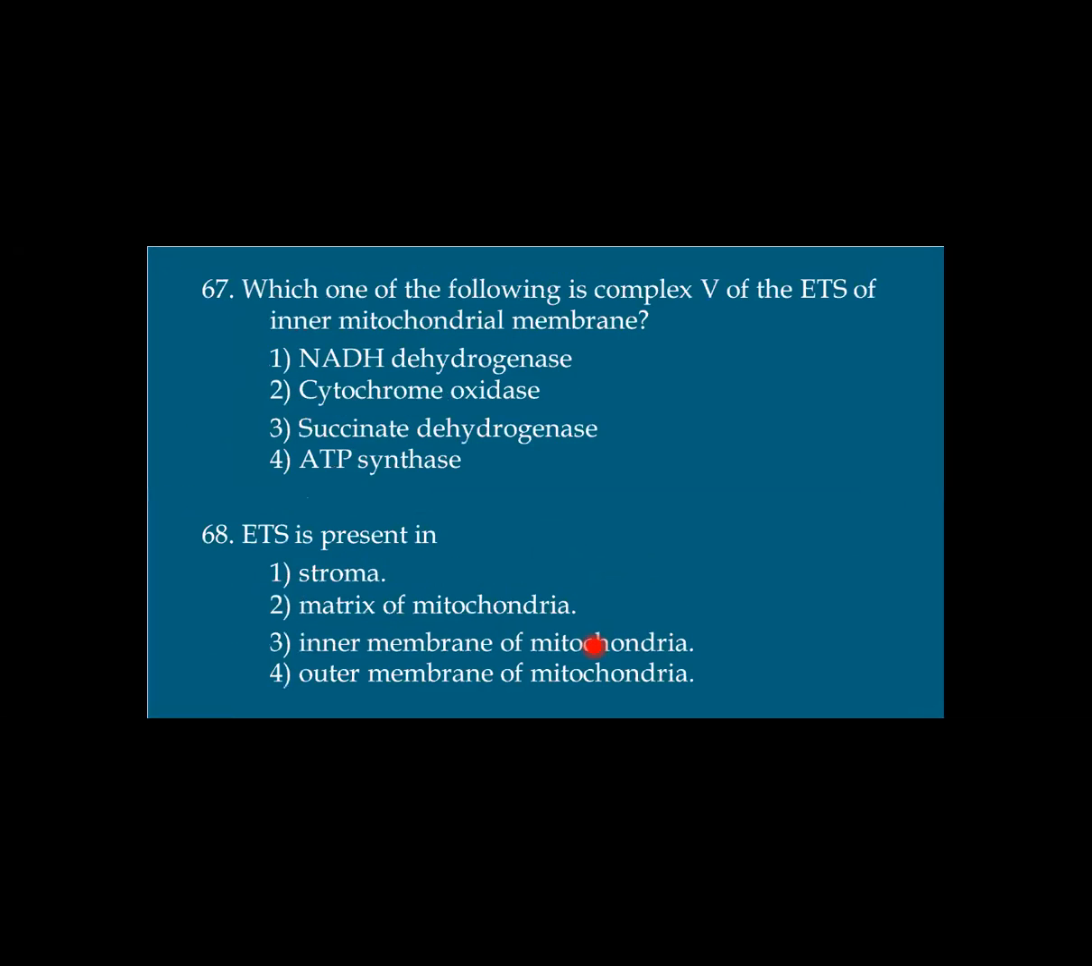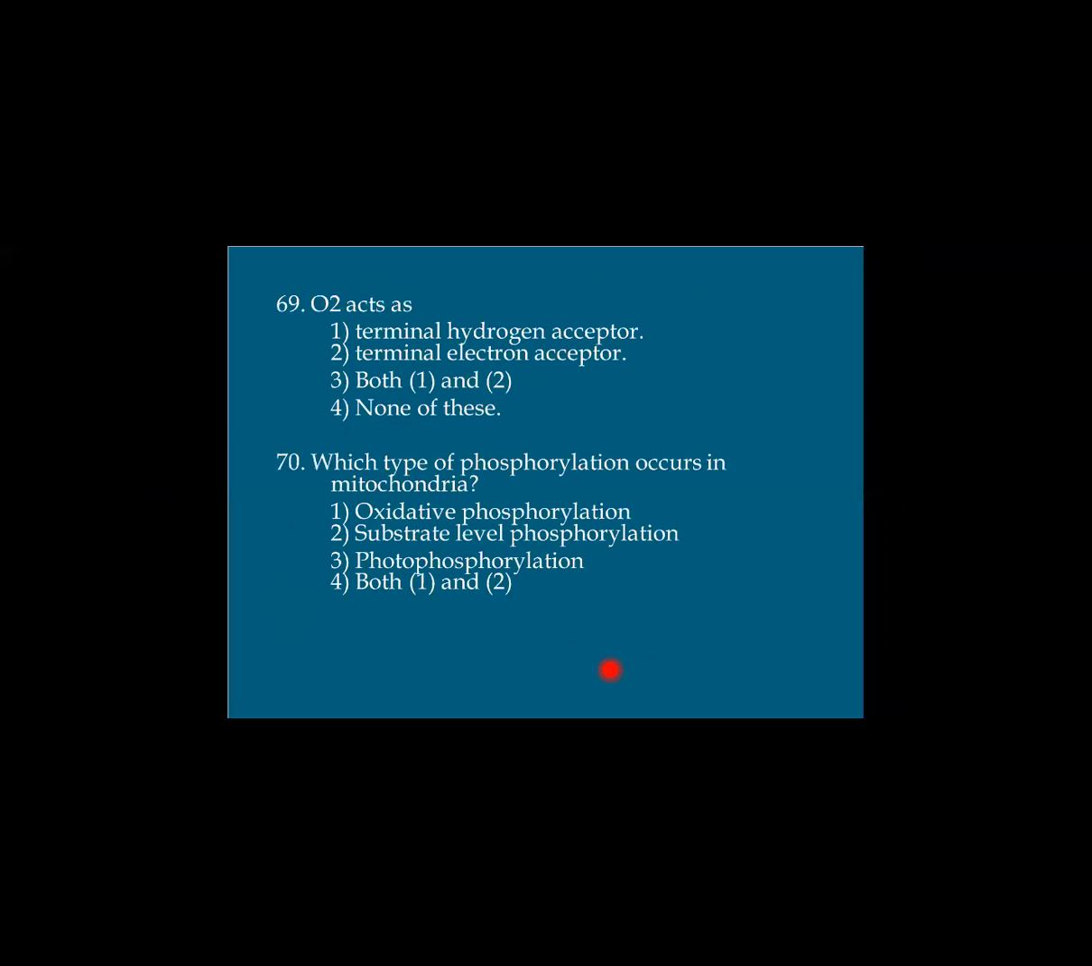Okay. Now question number 67. Which of the following is the complex 5 of ETS of the inner mitochondrial membrane? Which is the complex 5, students? Option 4. ATP synthase. Question number 68. ETS is present in stroma, matrix of mitochondria, inner membrane of mitochondria, outer membrane of mitochondria. So where is ETS present? ETS is present in the inner mitochondrial membrane. Option 3.